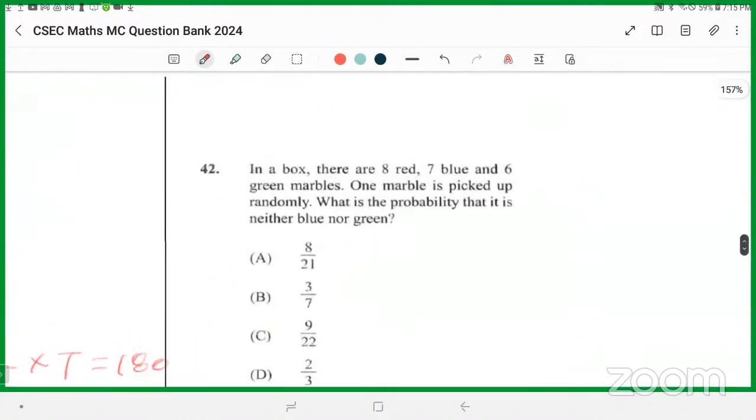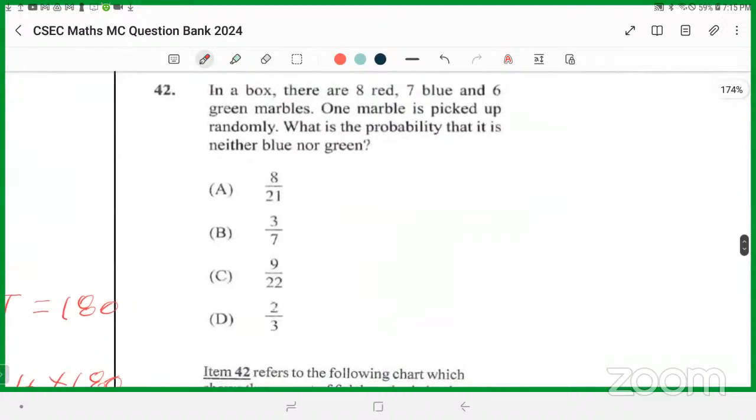Next question here. It says, in a box, there are 8 red, 7 blue, and 6 green marbles. 1 marble is picked randomly. What is the probability that it is neither blue nor green? If it's neither blue nor green, it means that it is red. So it's basically asking for the probability of picking a red.